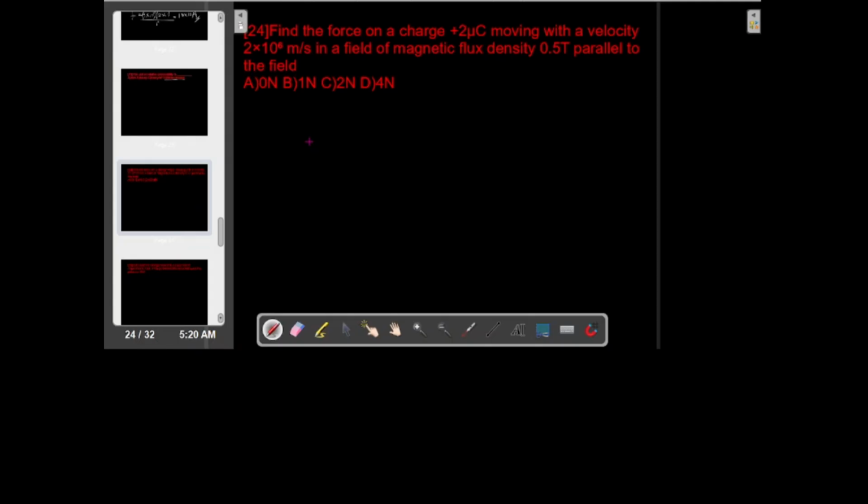of two same quantities. Find the force on a charge of plus 2 microcoulomb, moving with a velocity of 2 times 10 to the power of 6 in a field of magnetic flux density 0.5 Tesla parallel to the field. Do you know this is similar to what we did earlier? What is the formula for a charged particle moving in a magnetic field? The formula remains the same. The formula is QVB sine theta. Now, if you notice, you already know the final answer is going to be 0. But let's just solve it first.